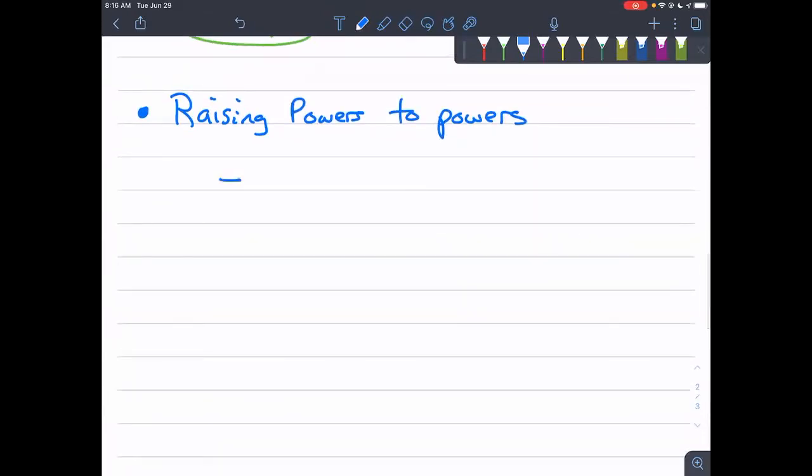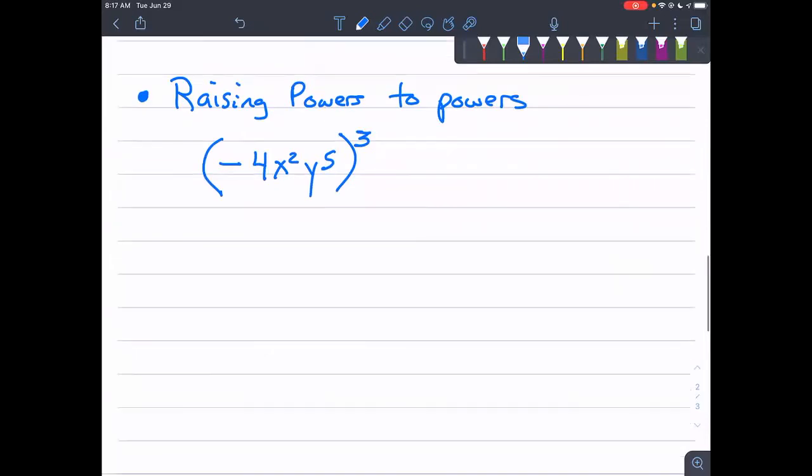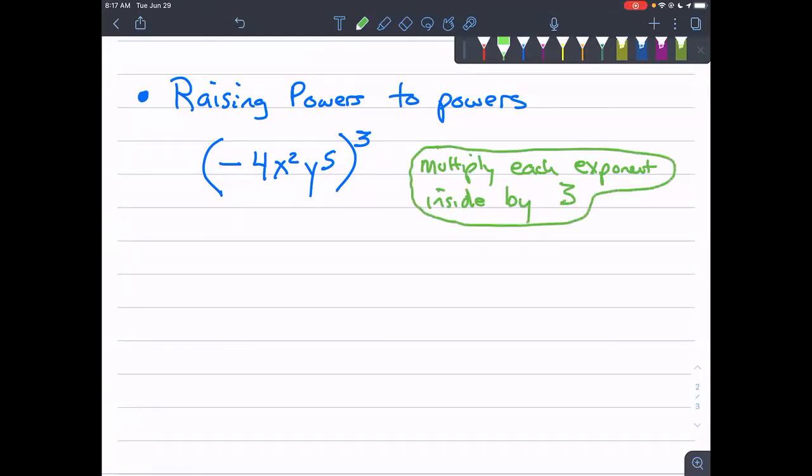Raising a power to a power: negative 4 x squared y to the 5th, all that in parentheses to the 3rd. On some of these, you'll probably want to use a calculator just to double check things. But what we're going to do is multiply each exponent inside by 3.